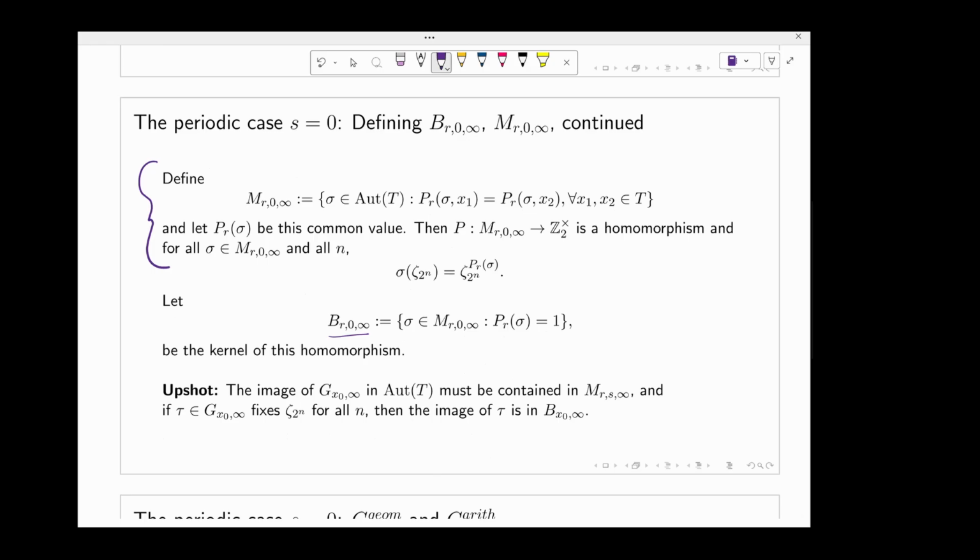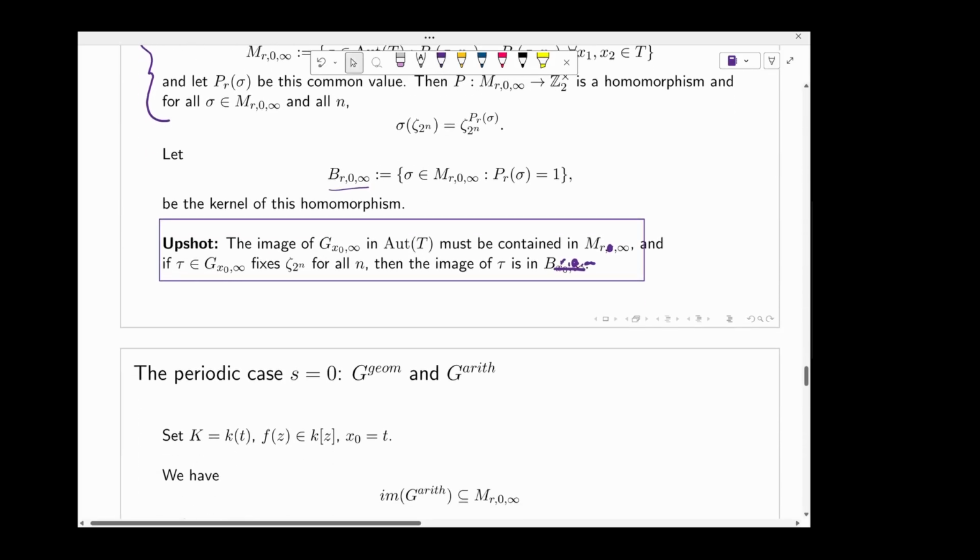Okay. So the upshot of all of this, if you zoned out in the last two slides, is that we've constructed this M so that the image of our G x naught infinity, for any x naught, within the automorphism group of this tree has to be contained in the group M that we defined. And if I have any element of my Galois group that fixes all of the two power roots of unity, its image has to be contained in this group B that we defined. I realize I have the wrong notation here, so this should be R S or R 0 infinity. All zeros, just because remember in the case where S is 0.